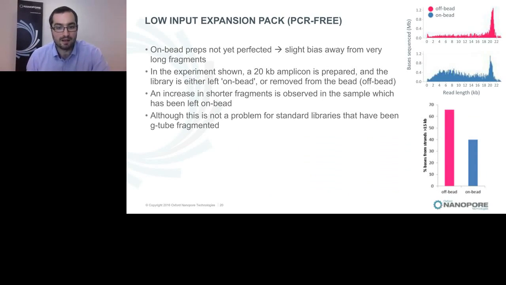But I would like to mention that it's not to be a replacement for the standard library prep, because we have observed an as yet uncharacterized bias away from very long fragments when the library is left on the bead. In the experiment shown, we prepped a 20 kb amplicon, and the library was either left on bead, data shown in blue, or removed from the bead, shown in pink. And the upper plot shows the read length distribution observed for the 2 different methods, and you can see that when the library is eluted from the strep bead, you get a large proportion of your bases from the full length molecules, which is nice.